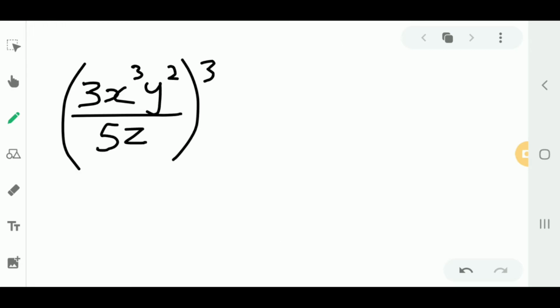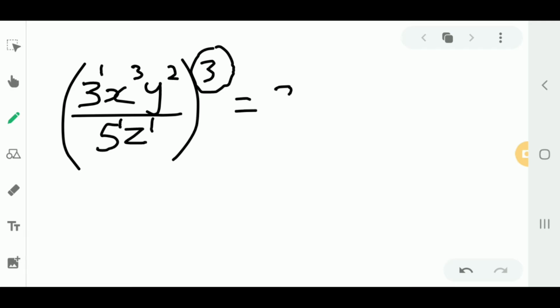So if we have this fraction here raised to a power, what this is saying is that the power on the outside is to be multiplied by each power on the inside. So if you don't see a power, that means there's a 1 in the power. So for example, the 3 has a power of 1, the 5 has a power of 1, and the z has a power of 1.